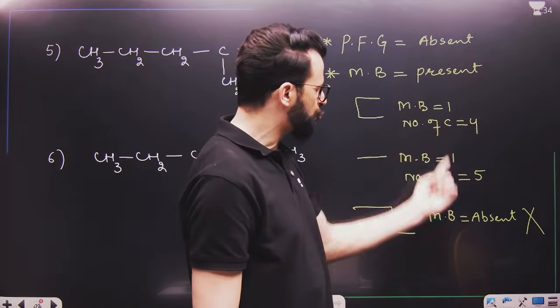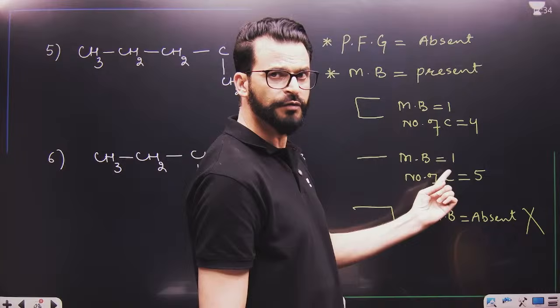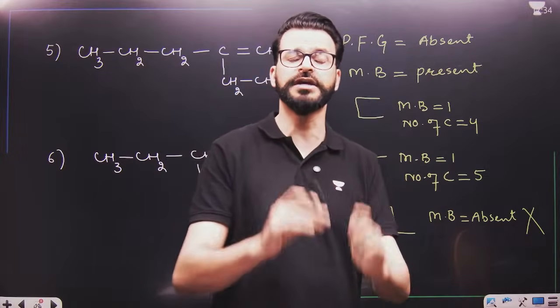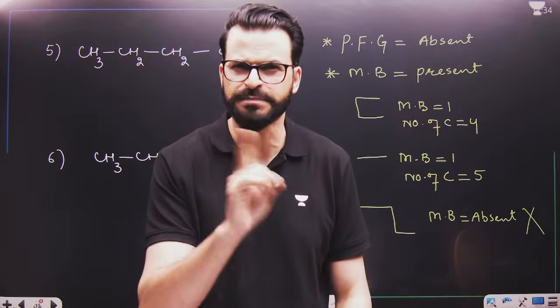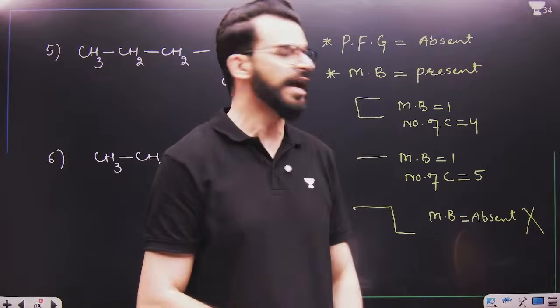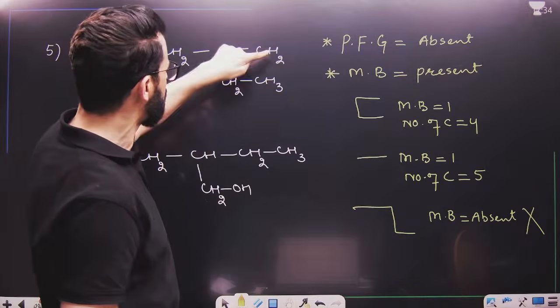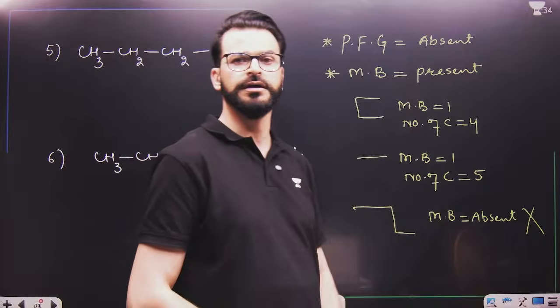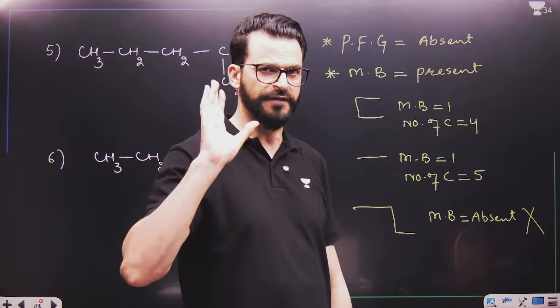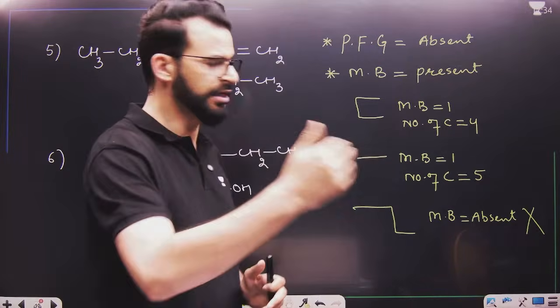But what about these 2? Multiple bond is 1 in number, both are having multiple bond 1 in number. That means multiple bond will never tell which one is the parent chain, because both are having 1 multiple bond. After that, we have to go to the number of carbon atoms.